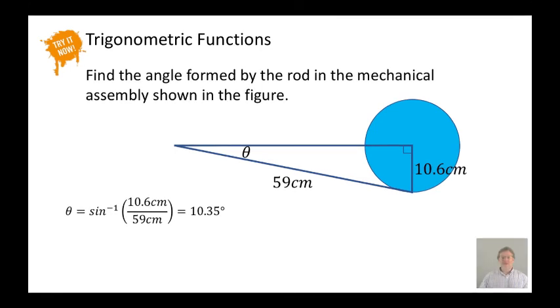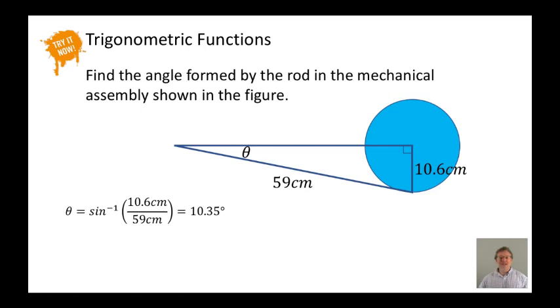Welcome back. Well, this was another instance of using inverse sine there. We're given the opposite and the hypotenuse. So we're using that ratio in order to figure out what the angle is using inverse sine, and we get an angle measure of 10.35 degrees.